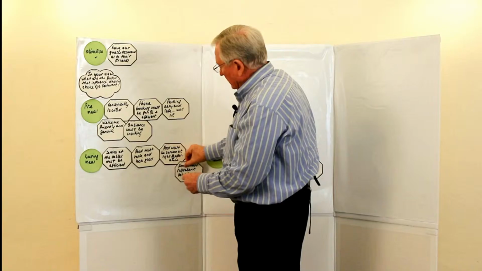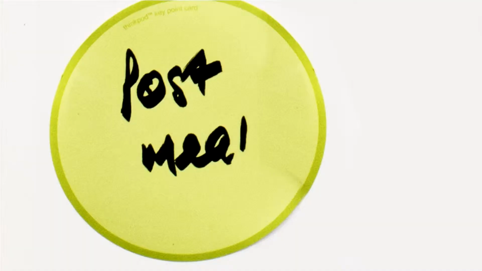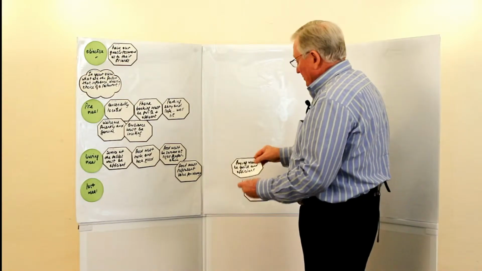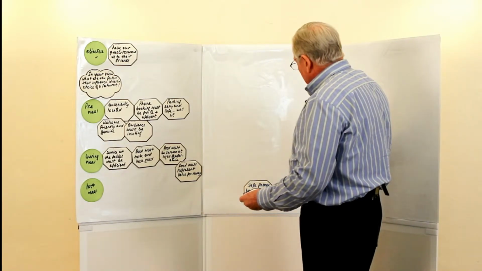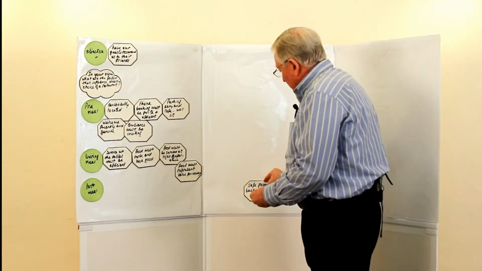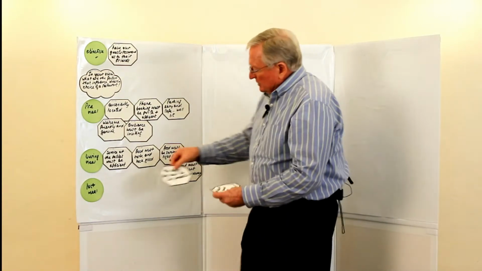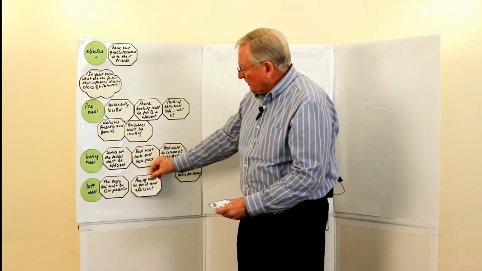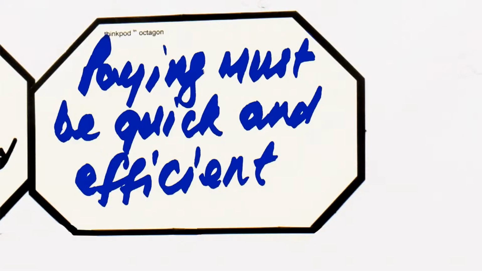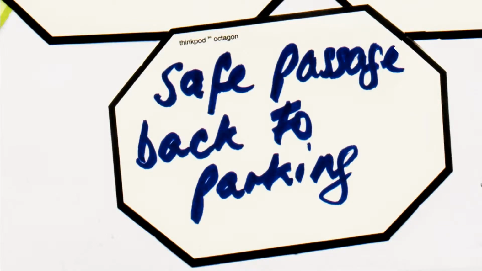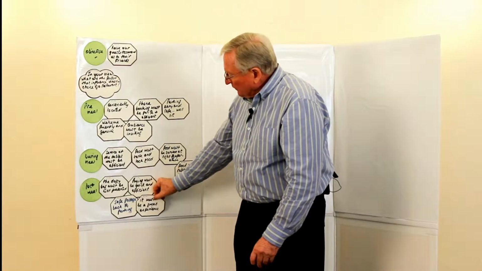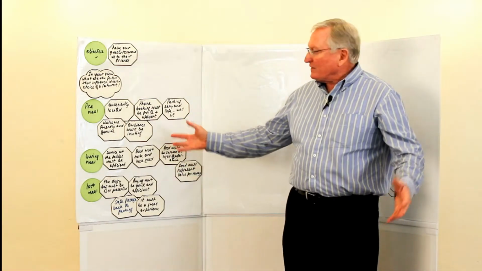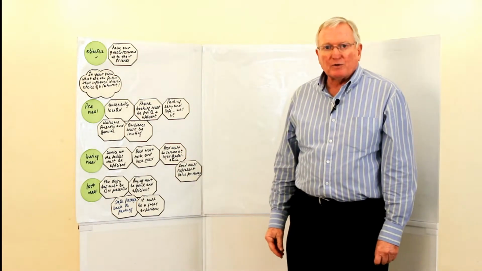And then finally, now that I've finished my meal and I asked for a doggy bag, was the doggy bag looking good? Was it easy and quick to pay? Was it a safe passage back to the parking? So what we're saying here is the doggy bag was well presented, the paying was quick and easy, it was a safe passage back to the parking, and overall that was a great experience. So I've now got myself effectively the elements that make up a good restaurant.